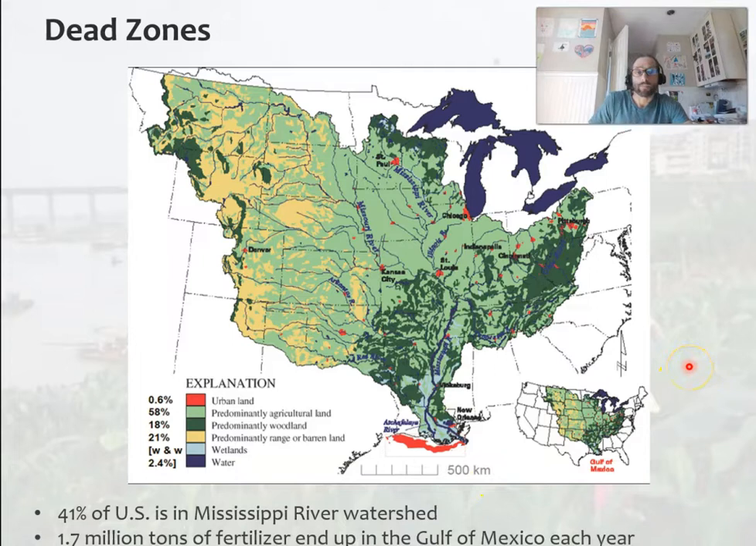Okay, so that's an explanation of eutrophication and dead zones. And keep in mind that it's not just the Gulf of Mexico that's a problem. There are hundreds of these dead zones across the world. In every country, it's a problem. So it causes the same sort of issues everywhere you go.